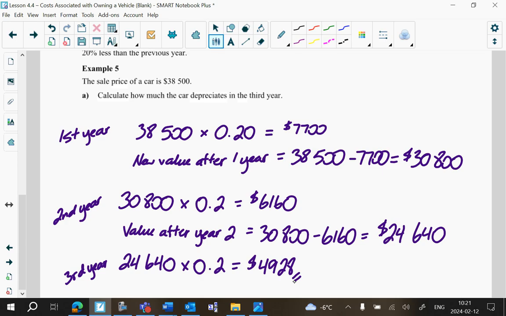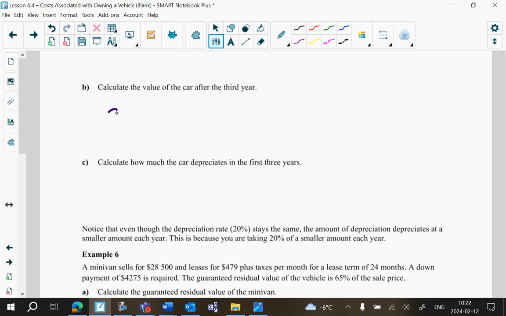So what's the value of the car after the third year in B? Well, we take the value after the second year, or at the beginning of the third year, 24,640, and subtract how much it depreciated that third year, which was 4,928. That gives $19,712. Or sorry, that's the value of the car.